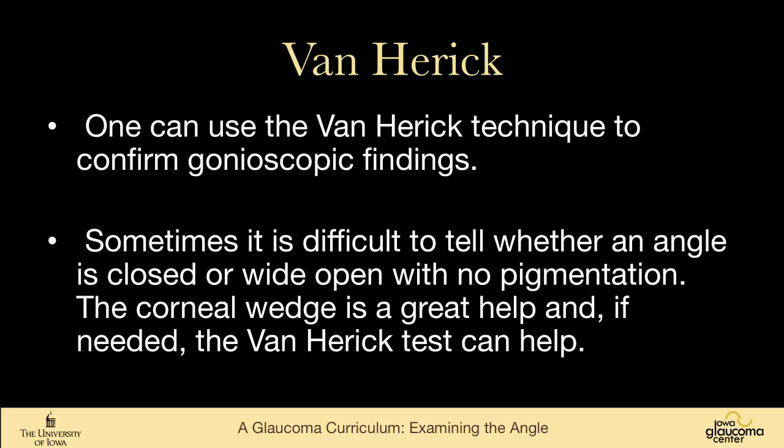So the Spaeth system is a great system. It's a little bit more complex to learn, but it's something that I think is really helpful to use. The Van Herick technique for estimating angular width is useful to confirm what one is seeing on gonioscopy. So for me, sometimes it's difficult to tell whether an angle is closed and all I'm looking at is the inside of the cornea, or whether it's wide open with no pigmentation. The corneal wedge is a great help, and the Van Herick can also help to tell whether the angle is wide open or closed.